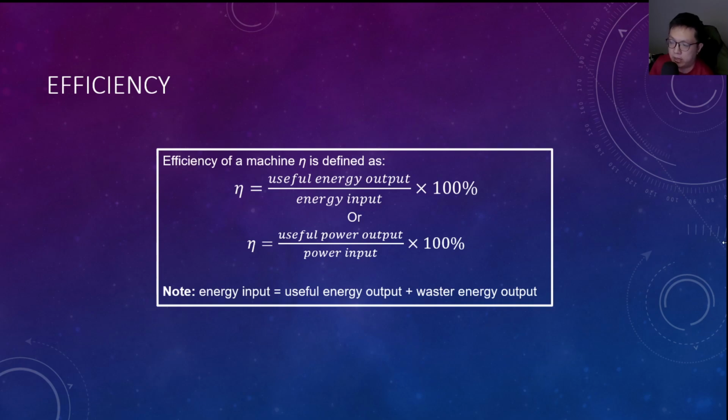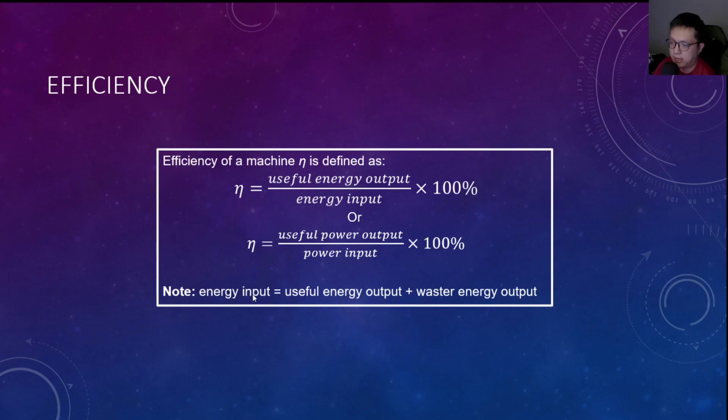So with that in mind, we can work out the efficiency of the machine. How do we do this? We look at the energy that's given to the machine in terms of the fuel or whatever work we do, then how much useful energy we get from it. So we take useful energy output divided by energy input, then multiply by 100%. We get a percentage. Another way is to look at the power instead. Again, useful power output divided by power input, then multiply by 100%.